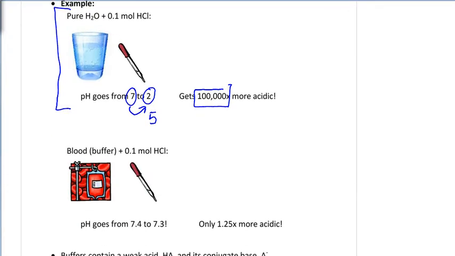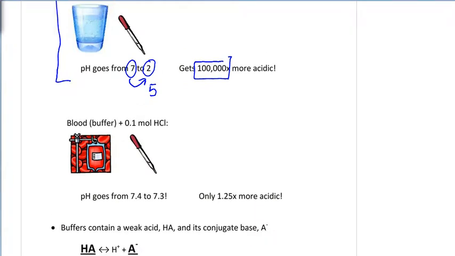On the other hand, blood is a buffer system, and we'll talk about exactly what's in that later when we do a calculation. If we added acid to blood, the pH goes from 7.4 only to 7.3. So if you do the math there, that's only about 1.25 times more acidic. That's really good because if you can only survive in certain pH ranges and somehow acid gets into your blood, it's really good that the blood is able to contain that by buffering the pH and preventing it from spiking or dropping really rapidly.